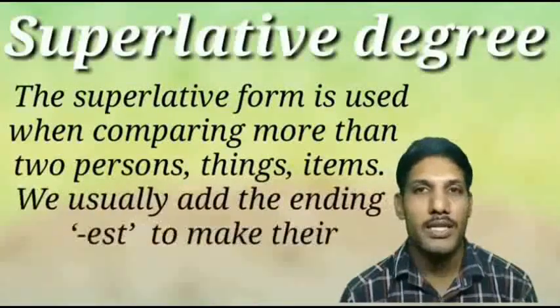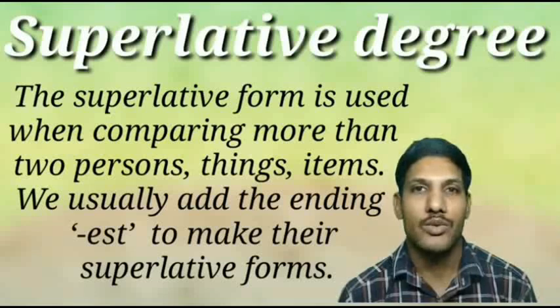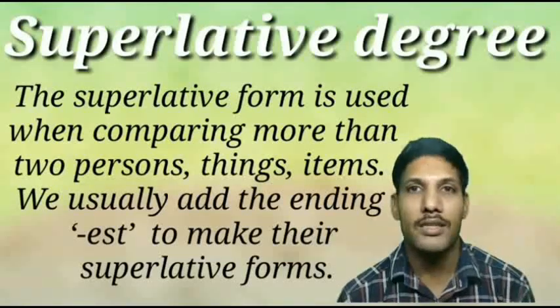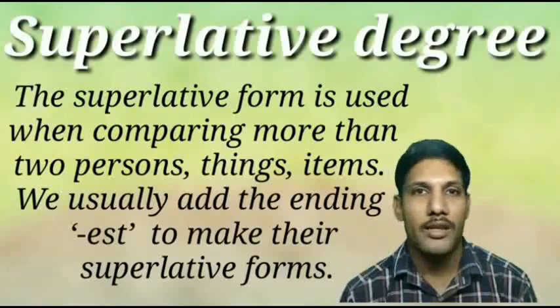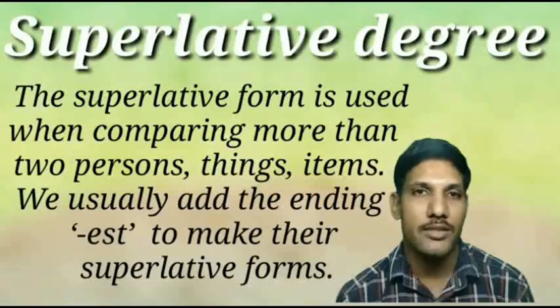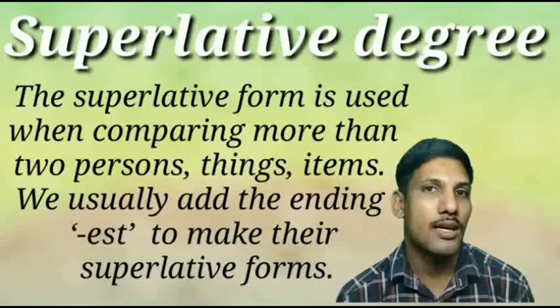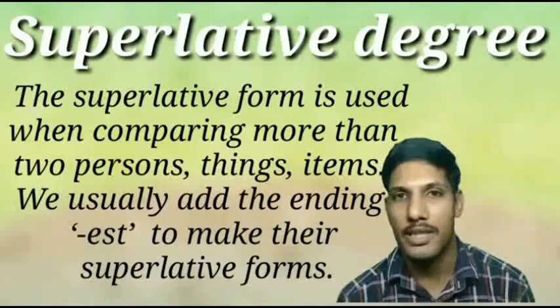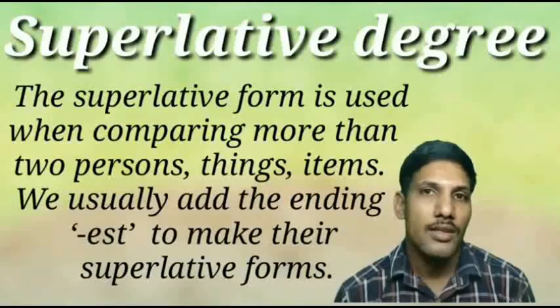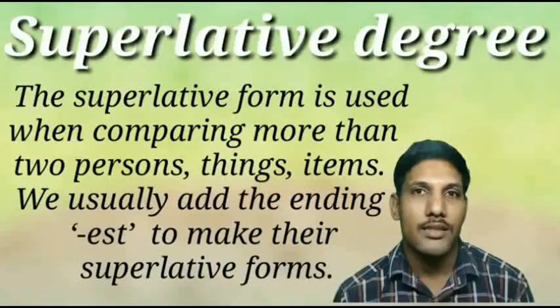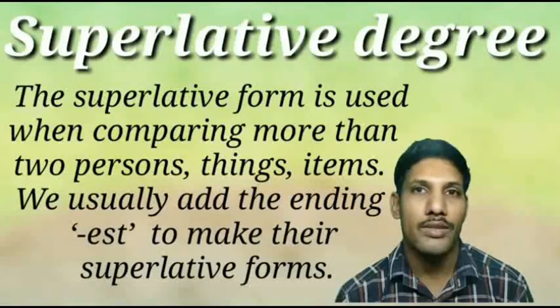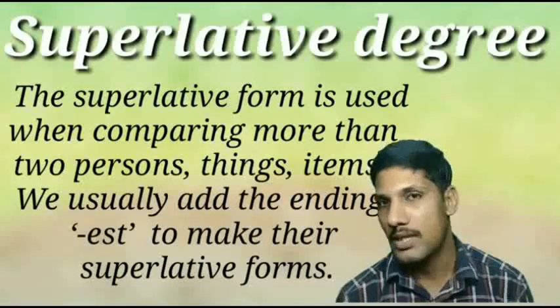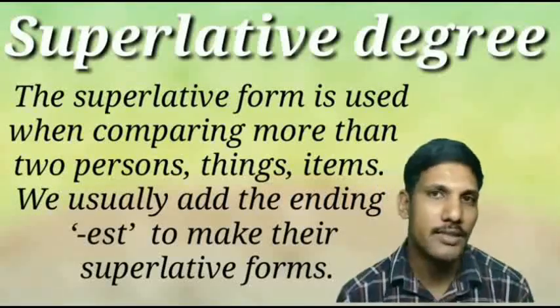Lastly, we are going to study the superlative degree. Superlative degree is used to compare more than two persons, things, or items. Happiest, brightest, smartest, and so on are examples of superlative degree. As we can see, est is added at the end. We always add the before superlative degree. Let's see some examples.